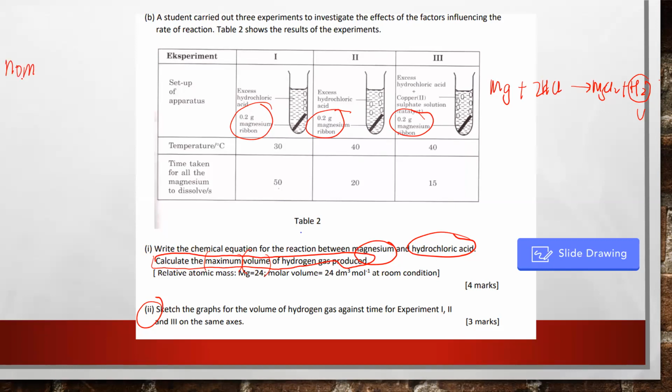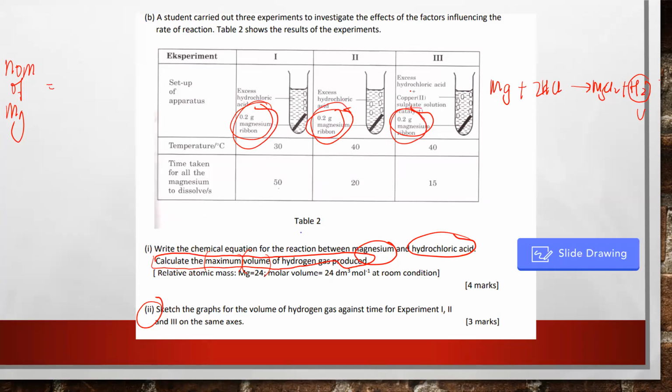I can find the number of moles of magnesium. Okay, so how do I find the number of moles of magnesium? What formula am I using? You can't use MV over 1,000, right? Cannot. MV over 1000 is only for a solution. Here it is 0.2 gram.